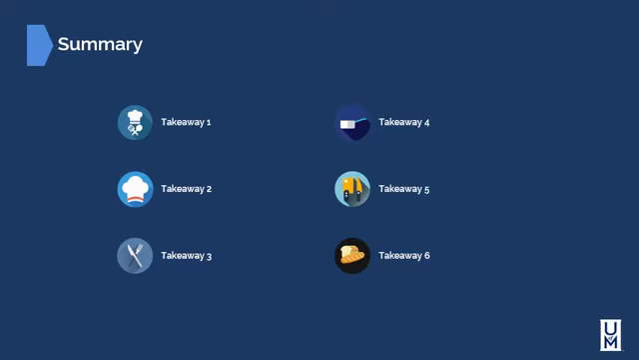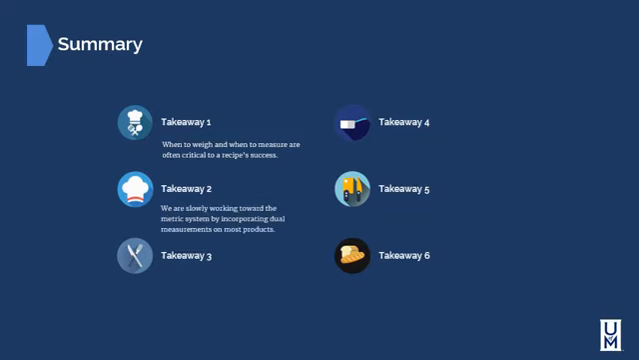So let's talk about some of the summaries and the takeaways for today. When to weigh and when to measure are often critical to a recipe's success. One ounce and one fluid ounce are not necessarily the same thing. If I have an ounce of flour and a fluid ounce of flour, they may not be equal. We're slowly working toward the metric system by incorporating dual measurements on most of our products. If you go to the grocery store today, you don't buy a gallon of soda, you buy a liter of soda.